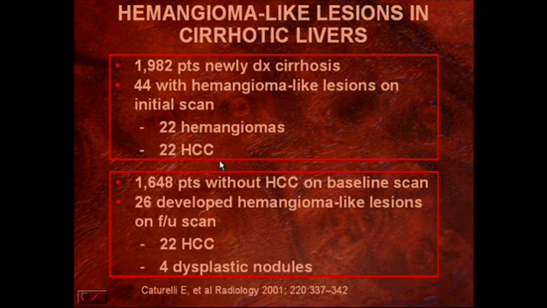Now also, they looked at about 1,600 patients who on their initial ultrasound scan had no evidence of focal lesions. Of those, 26 developed lesions that looked like hemangiomas on their follow-up sonograms. And of those 26, 22 were hepatocellular cancer, and 4 were dysplastic, potentially malignant or pre-malignant nodules. So the bottom line here is if the patient has chronic liver disease, you clearly need to follow up lesions that have the appearance of a hemangioma, and we also add patients with history of extrahepatic malignancies into that category.